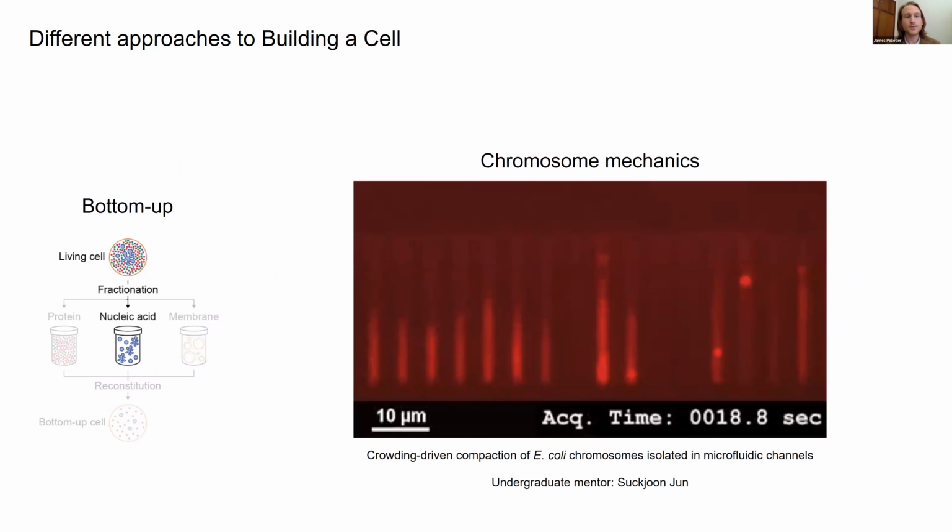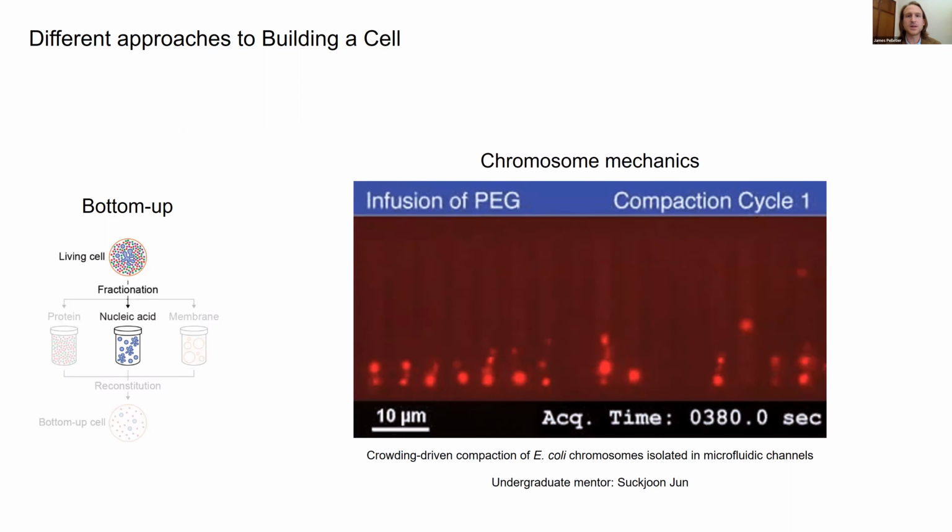My very first experience in research was in the lab of Seok-Jun Jun, where we isolated chromosomes from E. coli to study the physical properties of the chromosomes. And we showed that the chromosomes behave as soft springs that expand rapidly upon lysis of the cell. And then in the presence of a crowding agent, in this case polyethylene glycol, they rapidly compact back to a size comparable to the in vivo size.